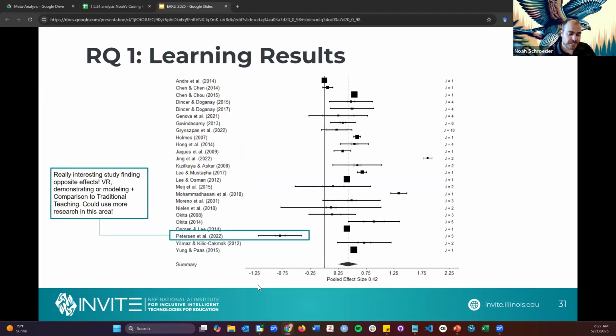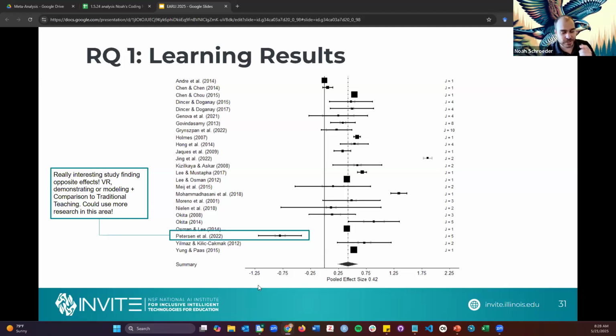I am going to call out one particular study, and I'm not saying it's bad. So please don't read into this in that way. I am actually pointing it out because it is very unique compared to the rest of our studies. So the study by Peterson et al. found a negative effect size. And in this study, they were using virtual reality. They were comparing it to an actual human for traditional teaching, and they were using demonstrating or modeling.